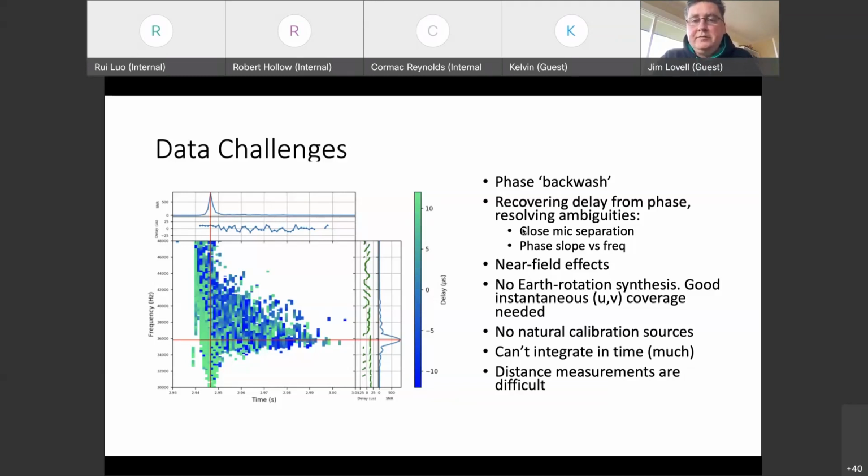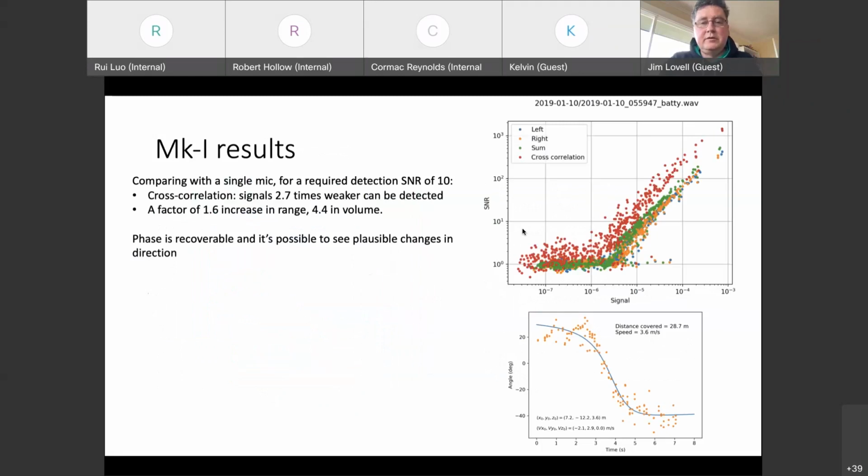Good things are you don't have any earth rotation to worry about. Unfortunately, there are no natural calibration sources, so you have to do your own. You can't integrate much in time because the thing you're looking at is moving and is not calling all the time, so that can be difficult if you're trying to get signal to noise. Distance measurements are proving difficult, but making some progress. So I'll skip quickly over this.